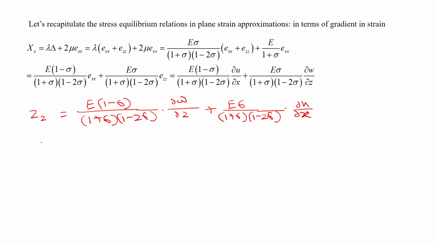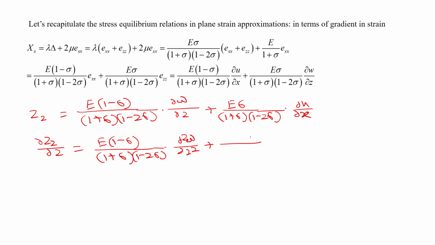And so therefore del zz by del z will be written as E into 1 minus sigma by 1 plus sigma into 1 minus 2 sigma over here, and here it will be del square w by del z square plus E sigma by 1 plus sigma by 1 minus 2 sigma, and this is del square u by del x del z.